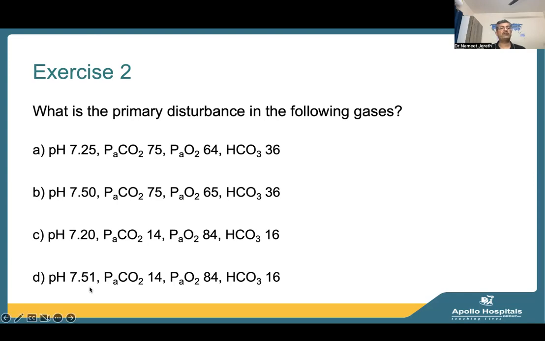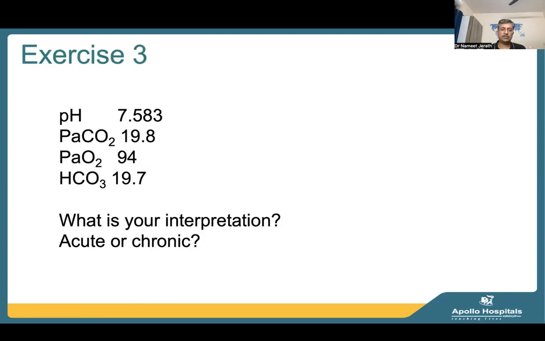pH 7.5, alkalosis can happen only because of either drop in CO2 or increase in bicarb. Here bicarb is low, CO2 is low. So low CO2 is the reason for the increase in pH. So this is a problem of primary respiratory alkalosis, right? So we've seen 4 scenarios, and it is very easy to pinpoint the primary reason for the metabolic disturbance or respiratory disturbance.